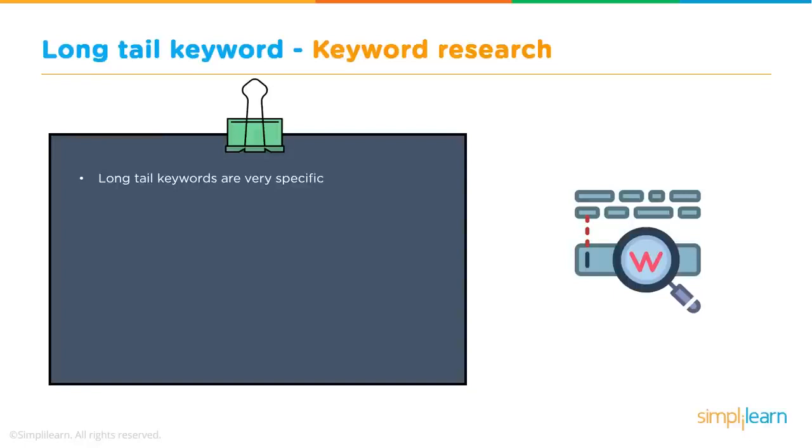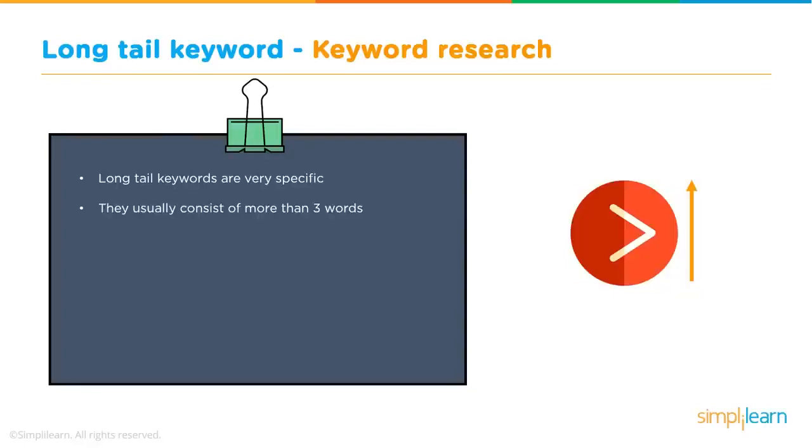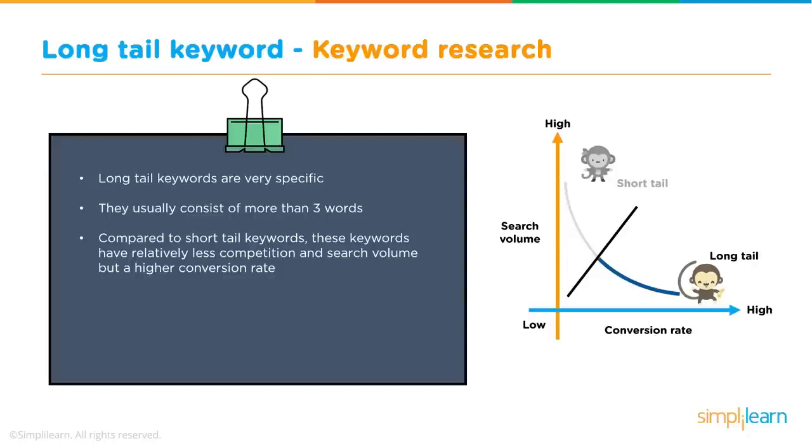Longer-tail keywords are more specific. They usually consist of more than three words. Italian restaurants is very generic. If we add a few more words to that keyword phrase, it becomes longer tail. Compared to short-tail keywords, longer-tail keywords are generally less competitive and the search volume is not as high.